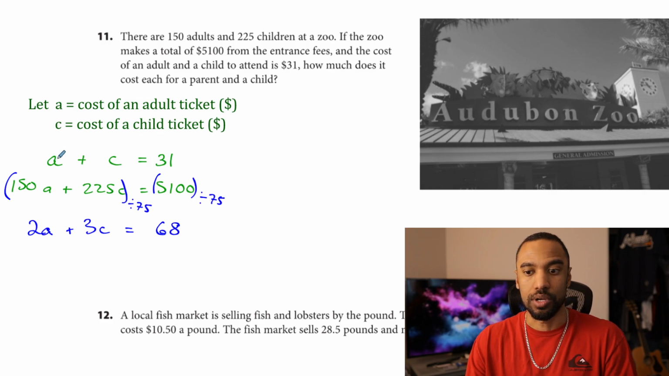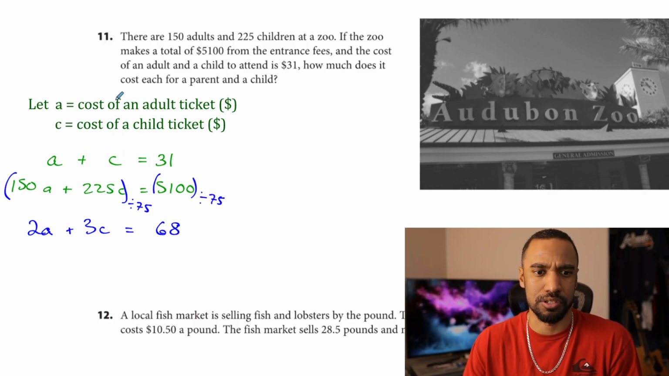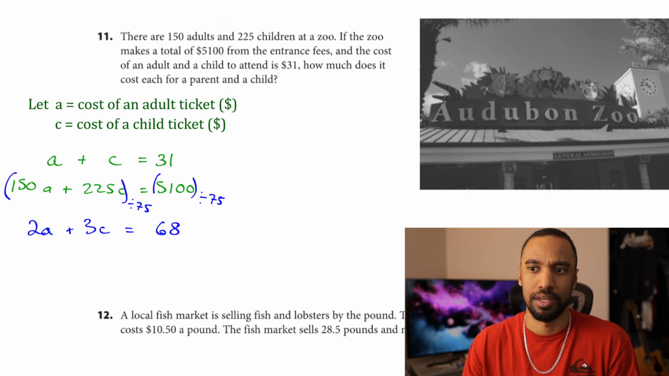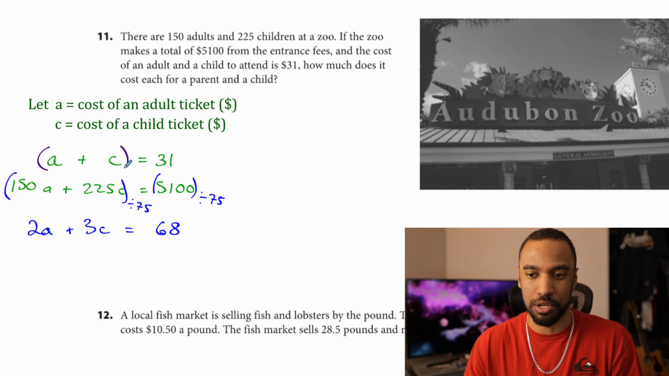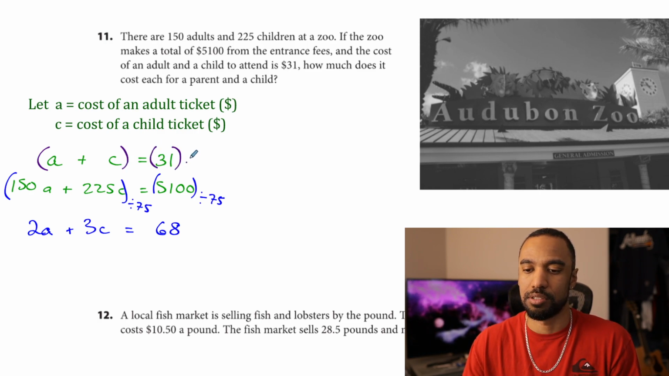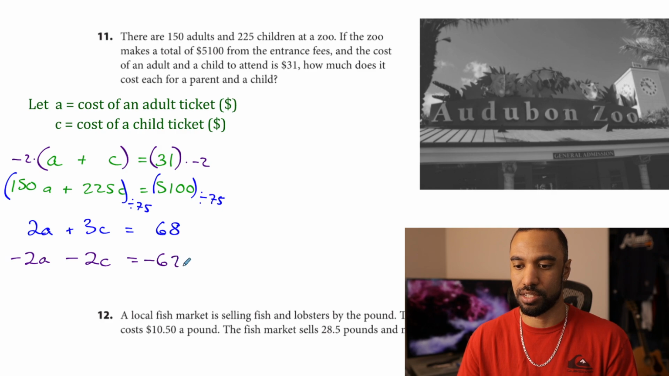You can multiply the top by negative 150 immediately and go from there. There's no harm in doing that necessarily. I'm just doing this because I want to keep showing you that it's a thing. And I'm going to multiply by negative 2. And I'm going to get negative 2a minus 2c equals negative 62.